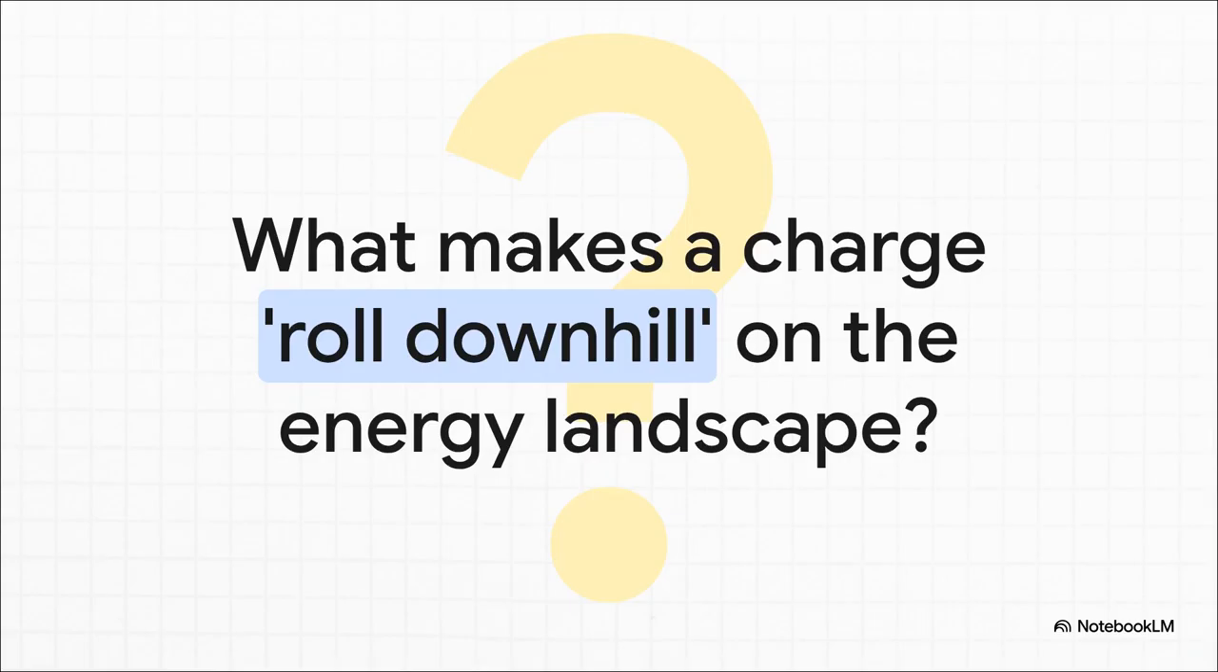So I'll leave you with one final thought to chew on. We've talked all about this energy landscape, but what is it that actually determines if a charge will naturally roll downhill? And how does this one invisible concept shape everything, from the chemistry happening inside a battery to the epic dance of particles in the vastness of space?